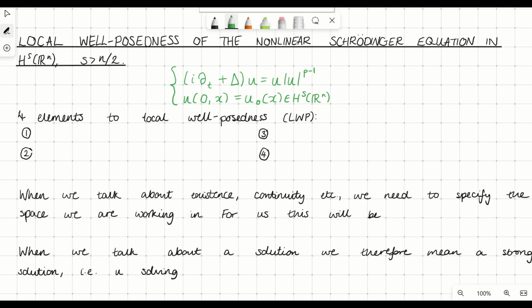So what's this parameter p? Well, for us today, p is going to be an odd integer, but more generally we could take anything larger than 1. And as I said, we're going to be looking at s larger than n/2.